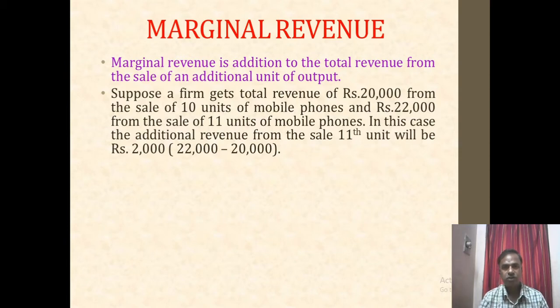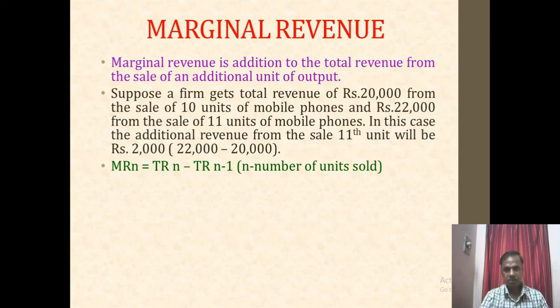Addition to the total revenue from the sale of an additional unit of output, that is marginal revenue. By selling one more unit of a commodity, the addition to the total revenue is known as marginal revenue. Same as we studied in TC also. MRn is equal to TRn minus TRn minus 1. And the TR we can calculate by adding all the marginal revenues, that we will see later.